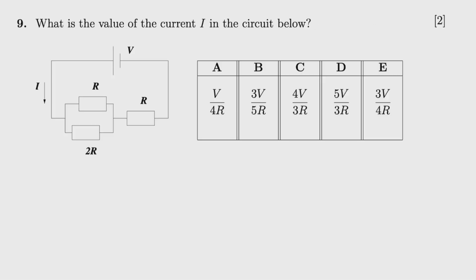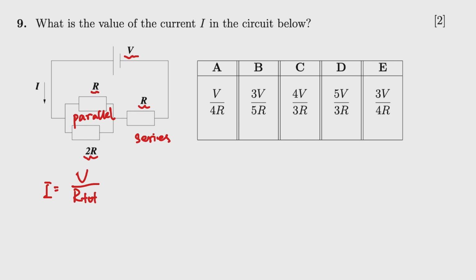Question 9. Find the current. We are given V, which is the voltage, and resistance in terms of R, so we just need to calculate the entire resistance of the circuit and then use the equation I equals V over R total. Now, let's look at the circuit diagram. We have R and 2R in parallel, and then the combined resistor in series with another R.